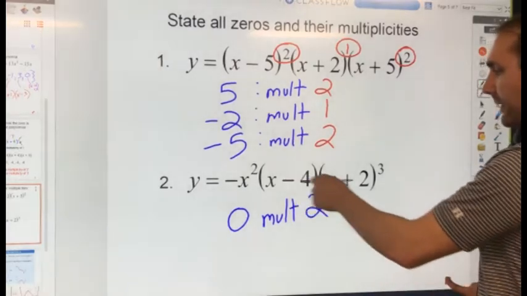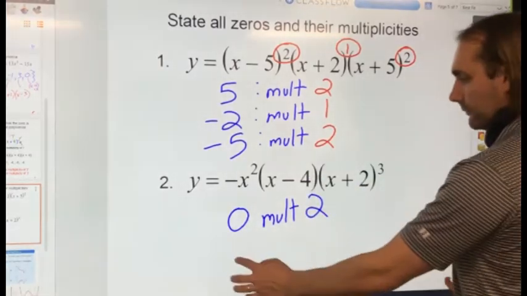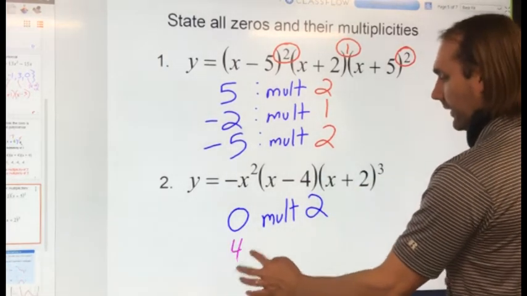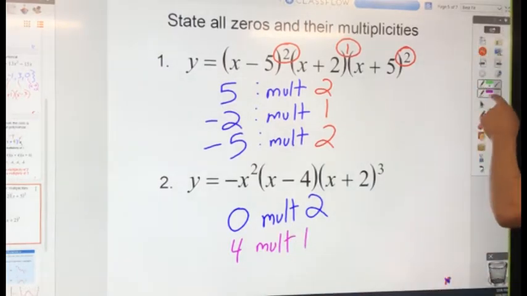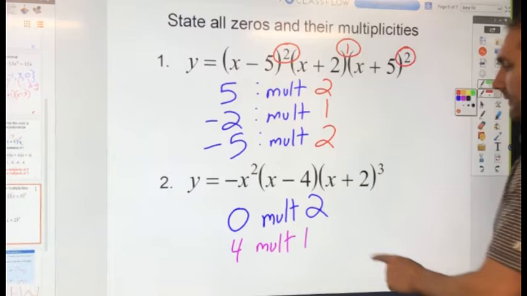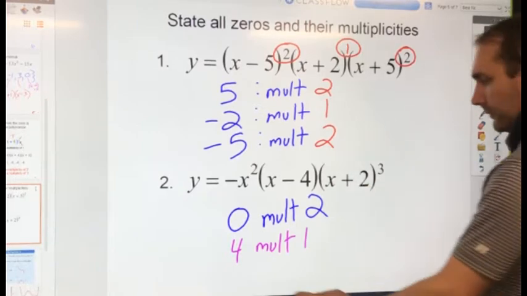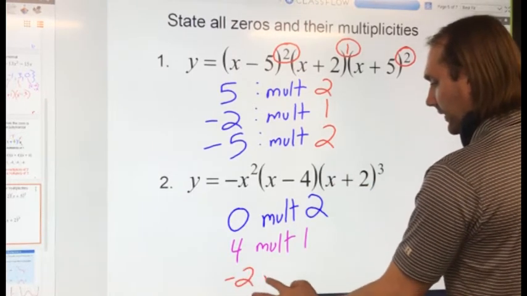What about x minus 4? What would be that 0? 4. And what would be its multiplicity? 1. Uno, yep. And then last but not least, x plus 2, what would be its 0? Negative 2, and its multiplicity.